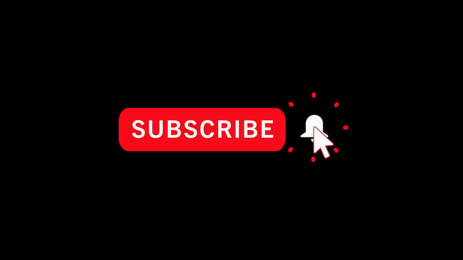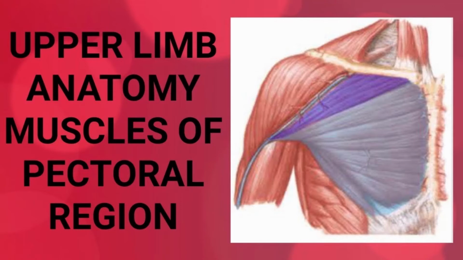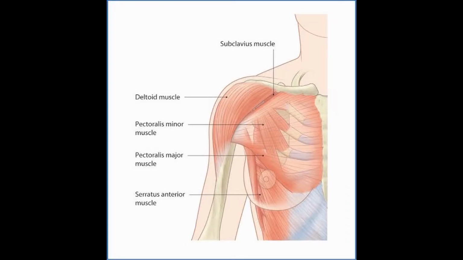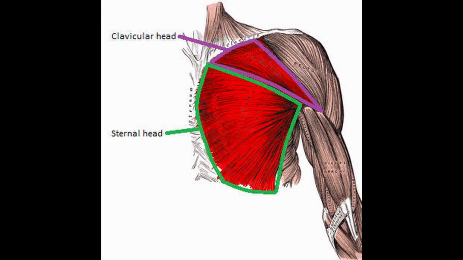So in the pectoral region there are the muscles pectoralis major, pectoralis minor, subclavius muscles, serratus anterior muscles. As you can see on the diagram, all the muscles are showing. So these are the muscles of the pectoral region. Firstly we discuss the pectoralis major muscle.